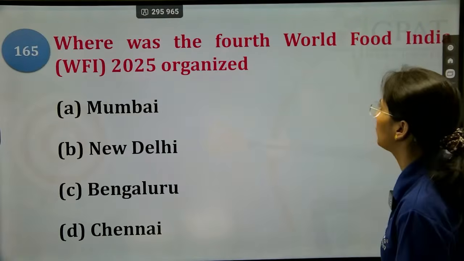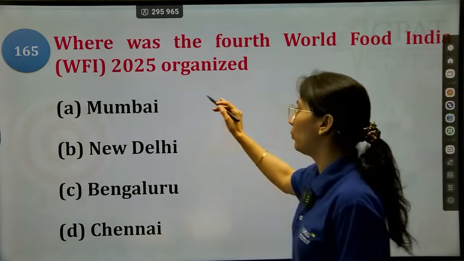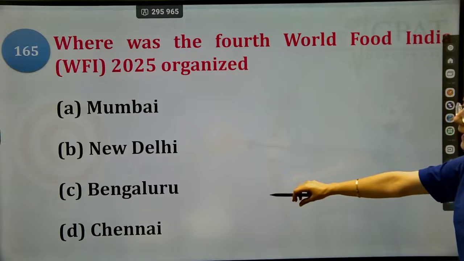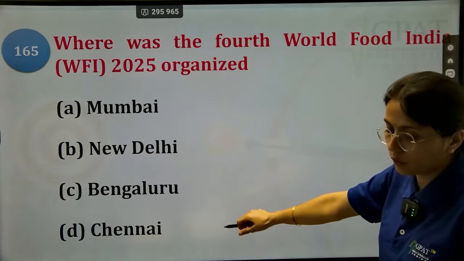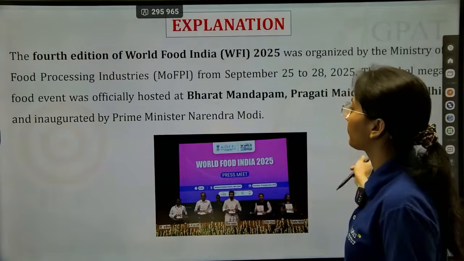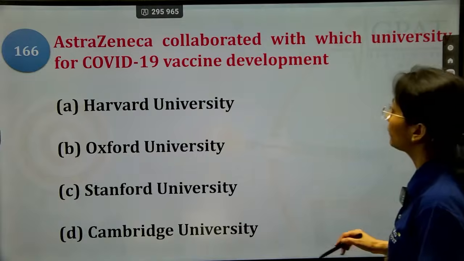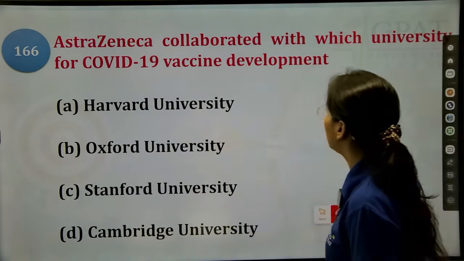Next is, where was the 4th World Food India, WFI 2024, organized? Mumbai, New Delhi, Bangalore, Chennai. So the answer is what? That is New Delhi.